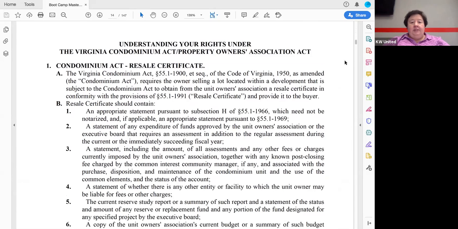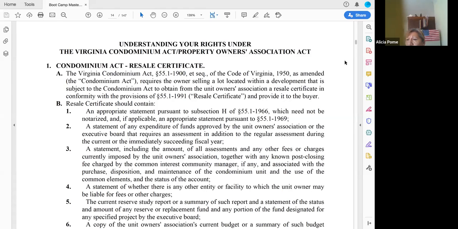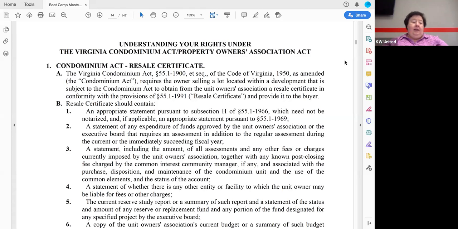this document here is understanding your rights under the Virginia Condominium and Property Association Act. Now, I think Shannon said she may not be requiring this one. But if you have someone who's buying in a condo or an HOA community, you should give this to them, okay? Only to the buyer? I'm sorry to interrupt. Only the buyer, not the seller. Correct, we're not talking seller right now. We're talking buyer right now, strictly buyer.